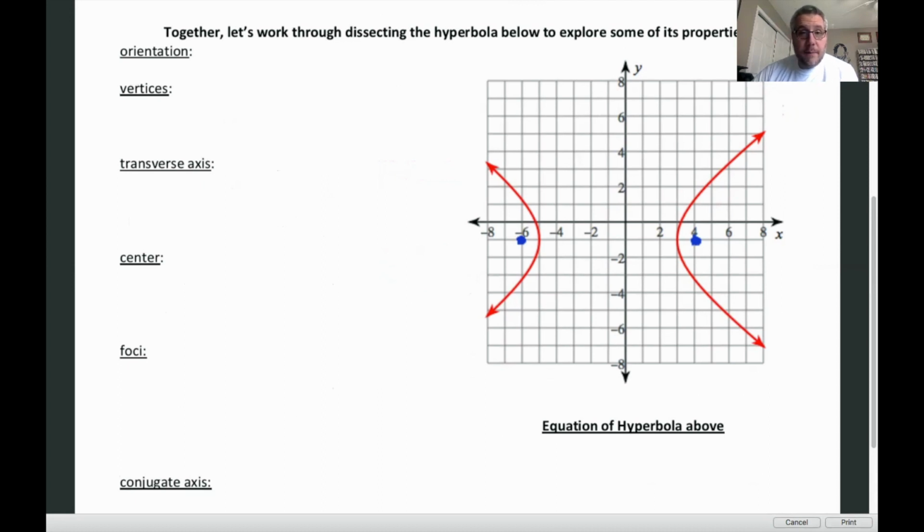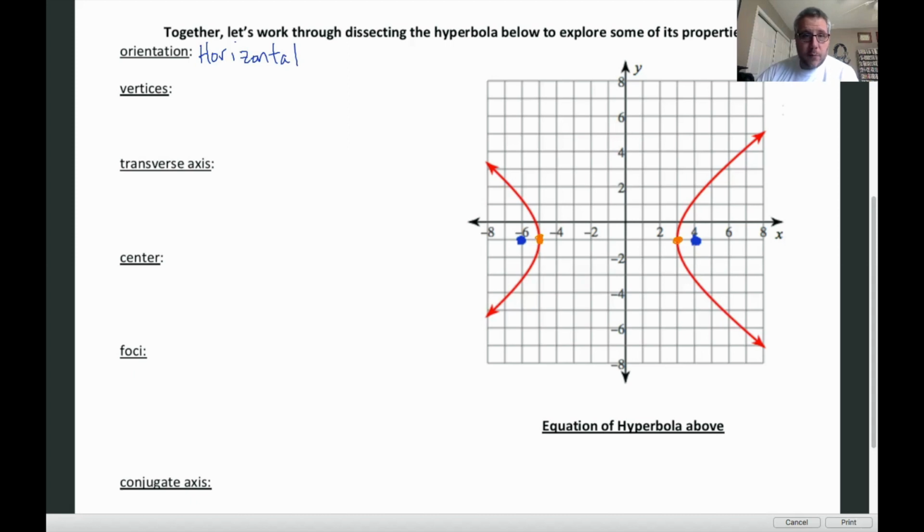So the first thing let's talk about is the orientation. The orientation of a hyperbola can either be horizontal or vertical. You can see here that these branches are going left and right, so the orientation of this particular example would be horizontal. We'll look at a vertical example coming up in a little bit. The vertices are the points on each branch where these curves kind of bottom out. So the vertices here would be right there and right there.